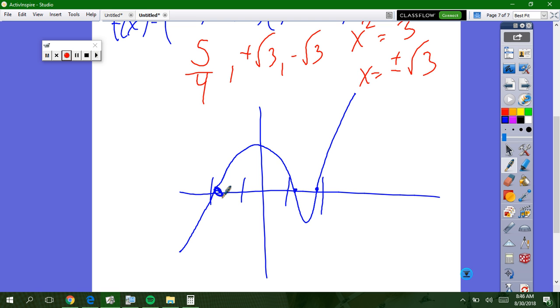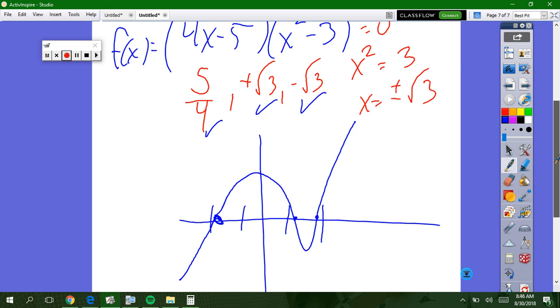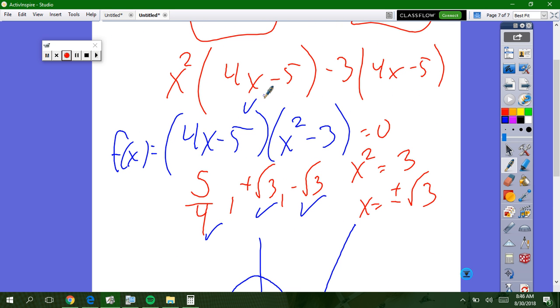The three zeros? 1, 2, 3. Where did I get those numbers? 1. And then I solved it. Okay.